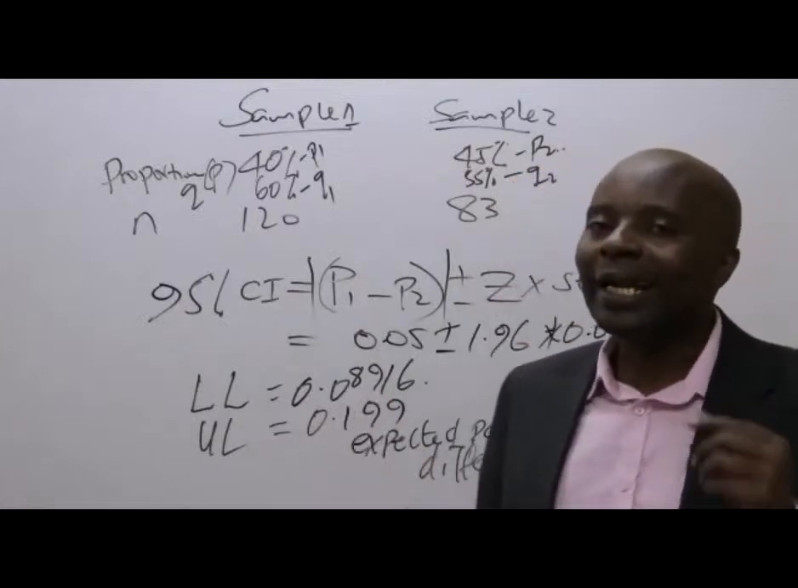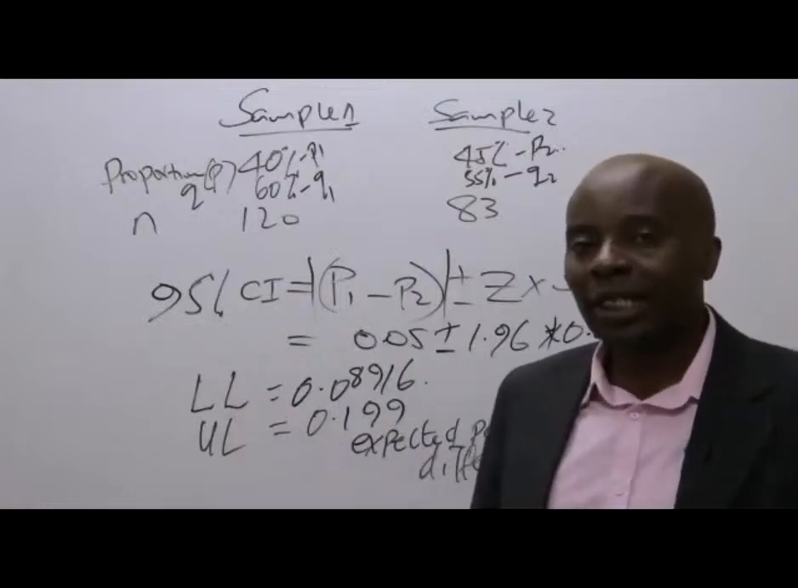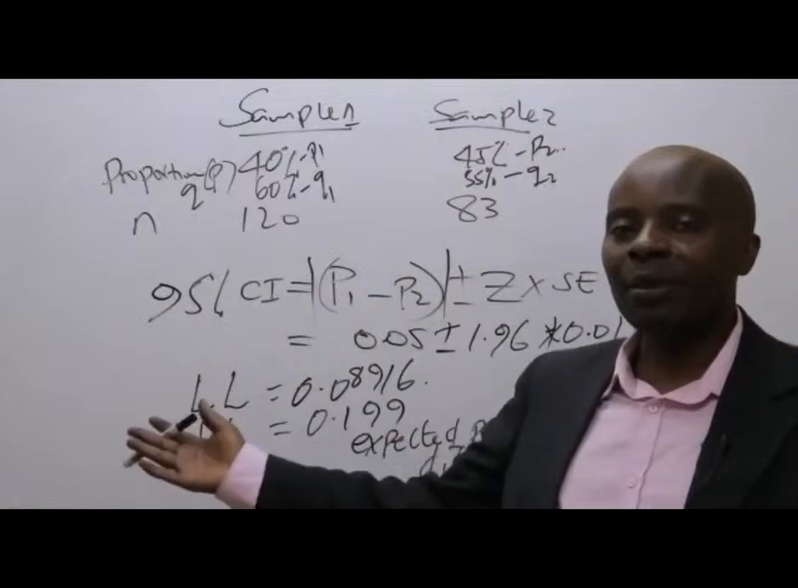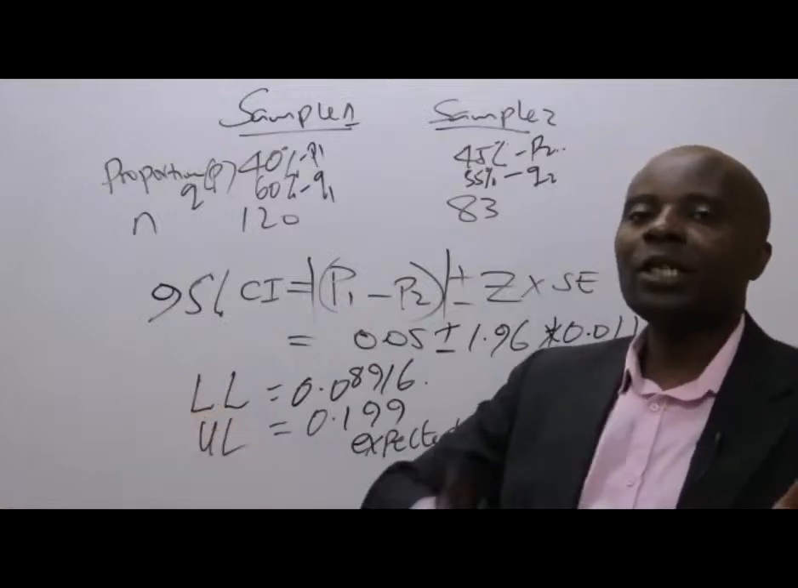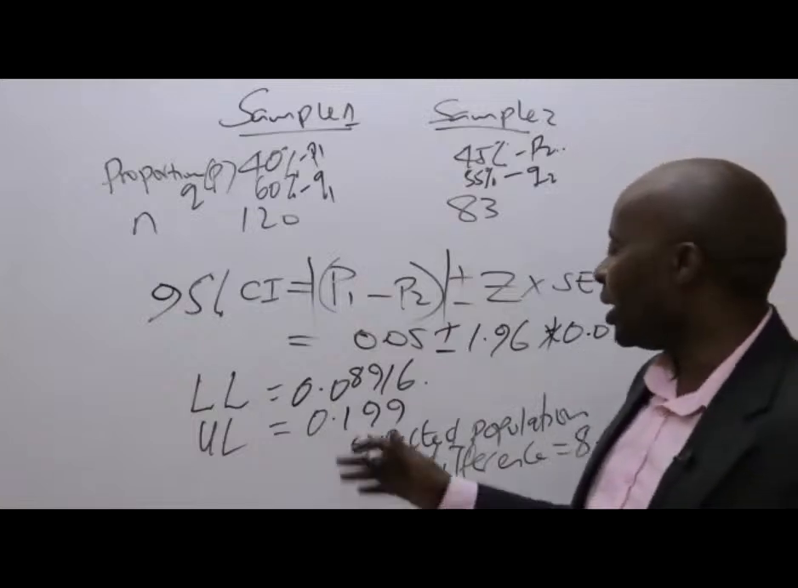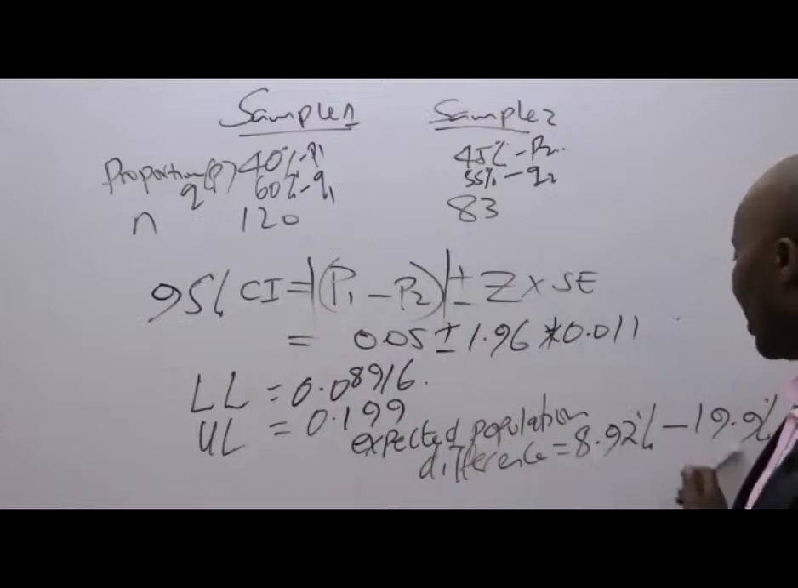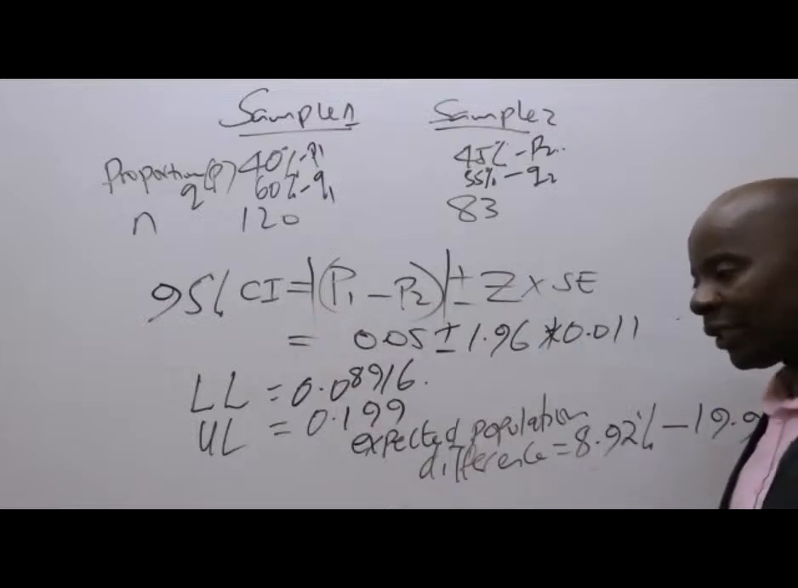And that is why when we go to hypothesis testing, you will see the ideal situation. We should be getting the lower limit being negative and the upper limit being positive, meaning that zero is in between. For now, just master it this way, that what we expect to be the population difference will be falling in between there. For now, just master it that way.